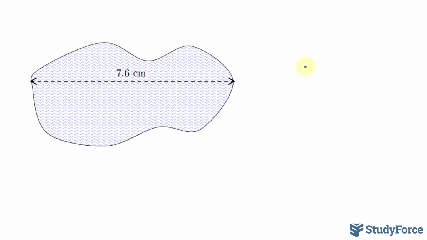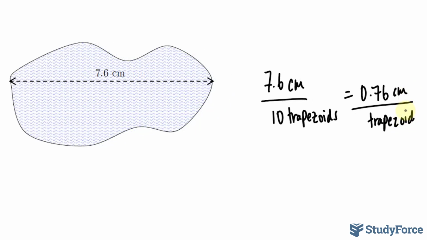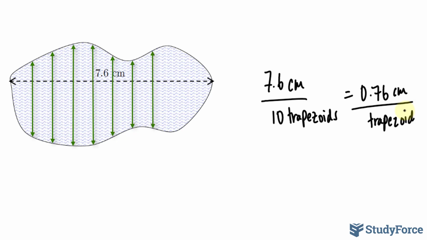So we'll take our offset number of 7.6 centimeters and divide it by 10. Dividing 7.6 centimeters by 10 gives us 0.76 centimeters. And what this means is that every 0.76 centimeters along the length line, we will draw lines that are perpendicular to the length line and that extend to the perimeter of the space. These lines are called the offset lines, and this is where the method gets its name from, the offset method.